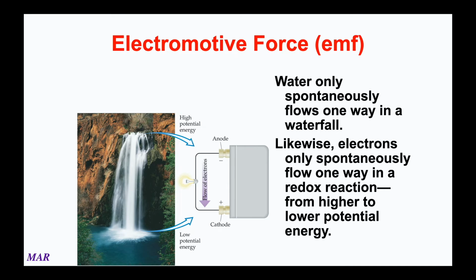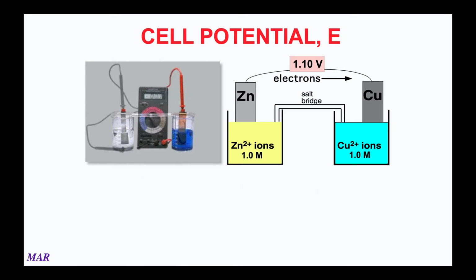Electrons really only spontaneously flow in one direction in a redox reaction. They'll flow from the higher to the lower potential energy. That's kind of how science works generally, but we're going to try and explore here why some things have higher and lower potential energies and also how to predict them when they happen. So this leads us into the idea of cell potential.